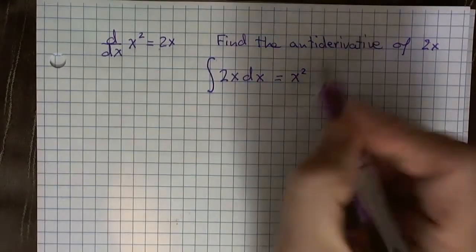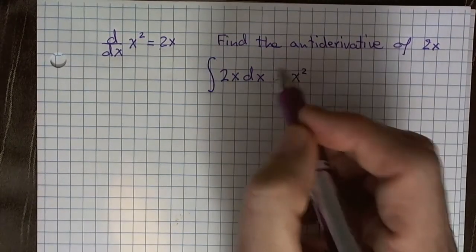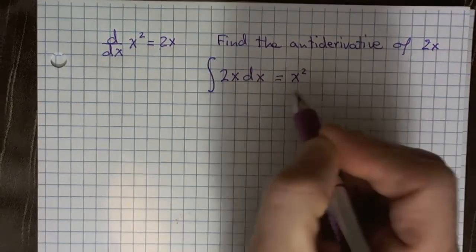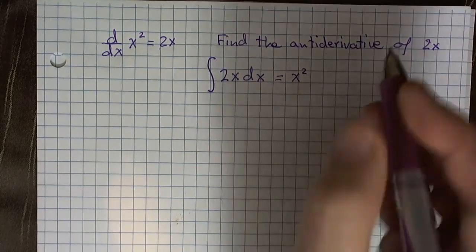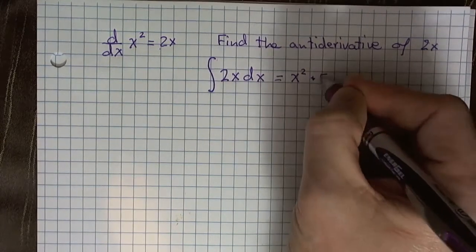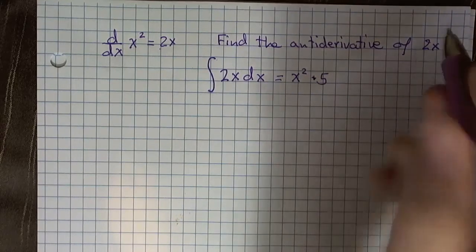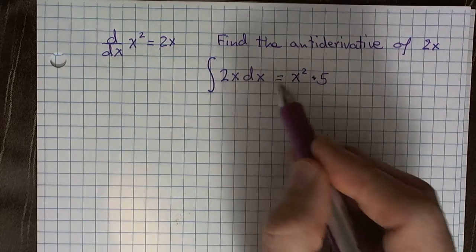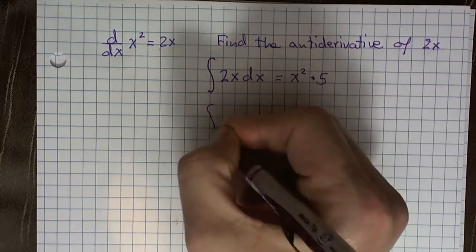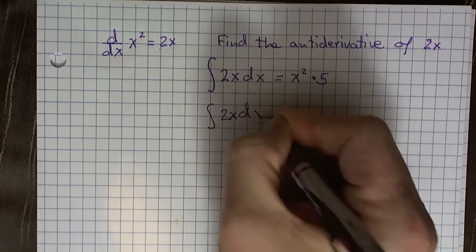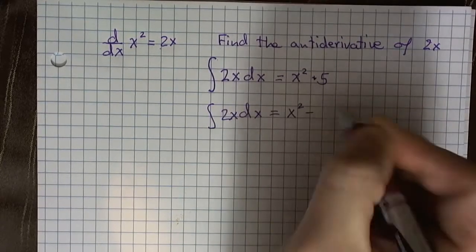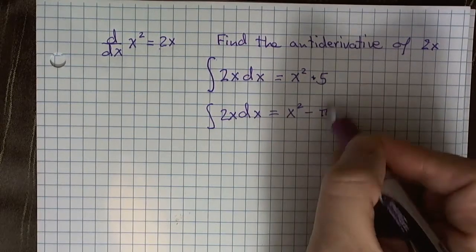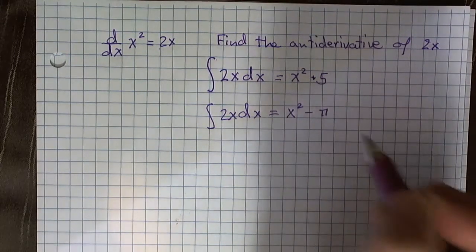But it's not quite that simple, because think about it. If we say, what did you differentiate to get 2x? Well, x squared, that is the answer. But wouldn't this also be the answer? What if we said plus 5? You could say, I differentiated x squared plus 5 to get 2x. Or I could say, this would also be true. I could say, I differentiated x squared minus pi. See, that derivative, because we've got constants, right? And the derivative of a constant is 0.